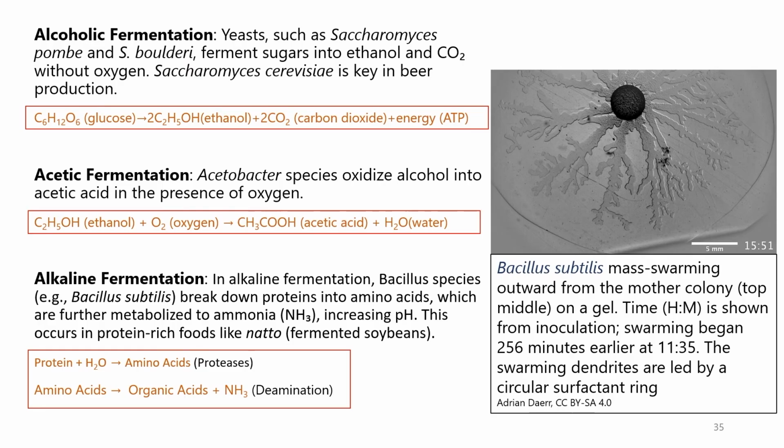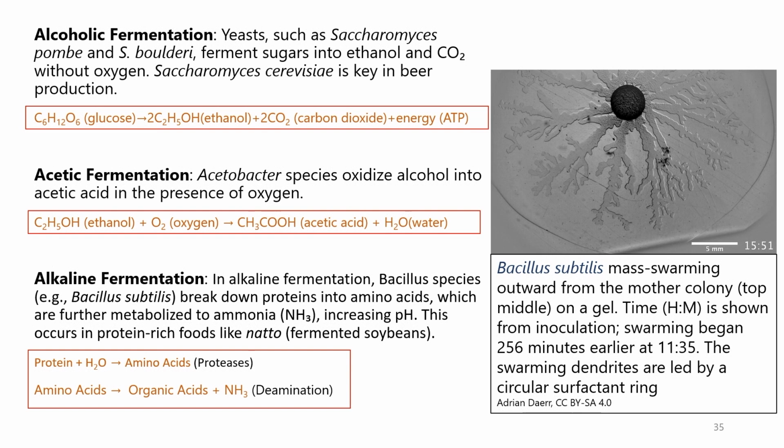Then we have the alcoholic fermentation. Yeasts such as Saccharomyces pombe and Saccharomyces bowleri ferment sugars into ethanol and carbon dioxide without oxygen. Saccharomyces cerevisiae is key in beer production. So, you can see here glucose getting converted to ethanol and carbon dioxide, with the release of energy. Then we have the acidic fermentation, where Acetobacter species oxidize alcohol into acetic acid in the presence of oxygen.